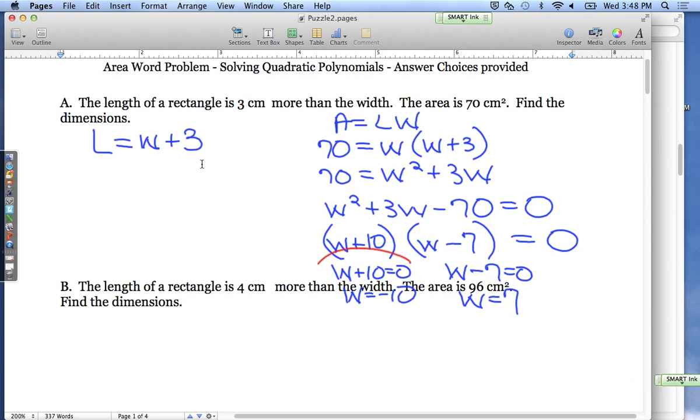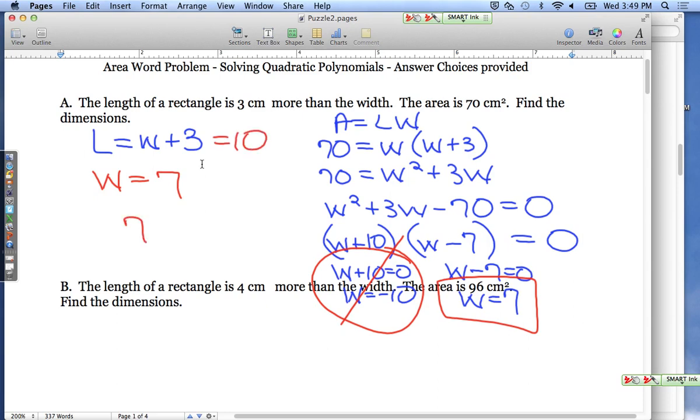Measurement can't be negative, so negative 10 is not a possibility. W equaling positive 7, so the width is 7, and the length is 7 plus 3, or 10. So this rectangle is a 7 by 10.